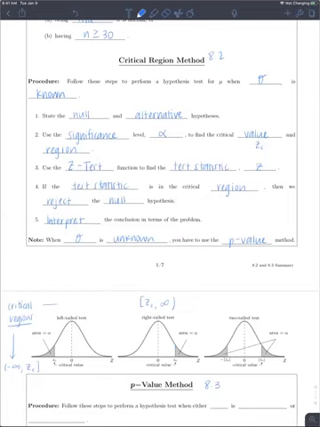So here's another critical region. This one is the one where you have both positive and negative infinity. You start at negative infinity, and then you go up to negative z sub c. Then you skip all of this, and then you start at z sub c and go to positive infinity.